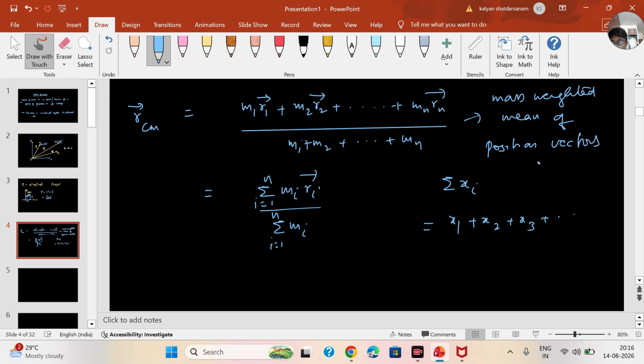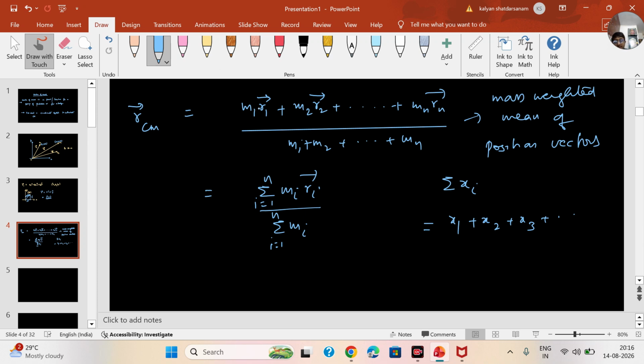What is meant by mass weighted mean? It's a mean only, some kind of average, but not a simple average. You are giving importance to a position depending on what mass is there at that position. So you are multiplying the position with the mass present there. If more mass is present at a given location, that location will have a lot of importance. If less mass is there in a certain location, that location will have less importance. It will have importance, but less.